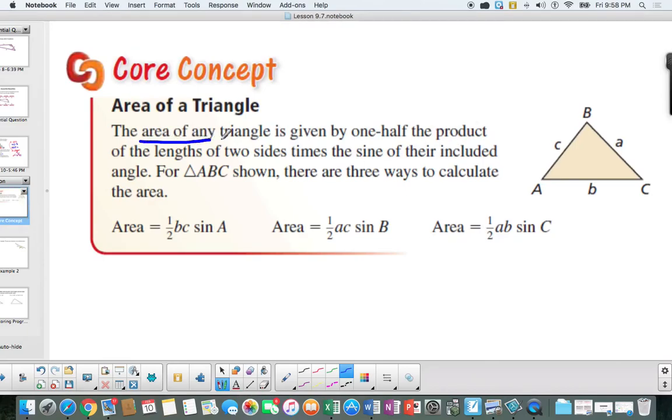So the area of any triangle is going to be 1/2 two sides, so we're going to use b and c, two sides b and c, times the sine of the included angle. So if you work with another two sides, like a and c, your included angle will be B, and if you work with a and b, your included angle will be C.